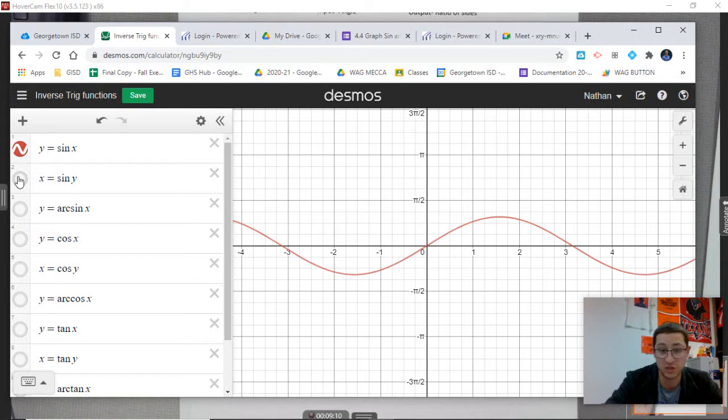But regardless, we should see something, right? This is going back and forth along the x-axis, so we should expect something in here. And there we go. That is our inverse.